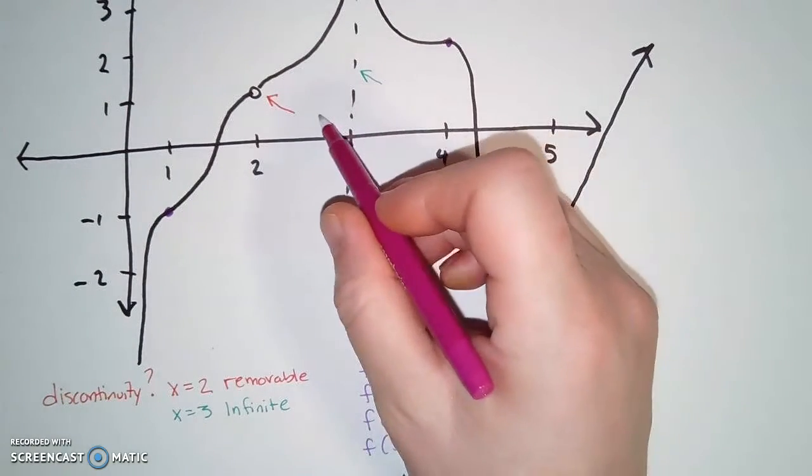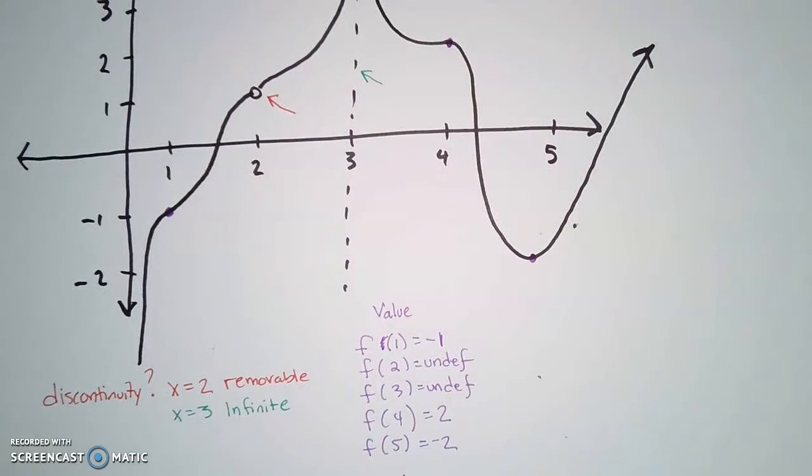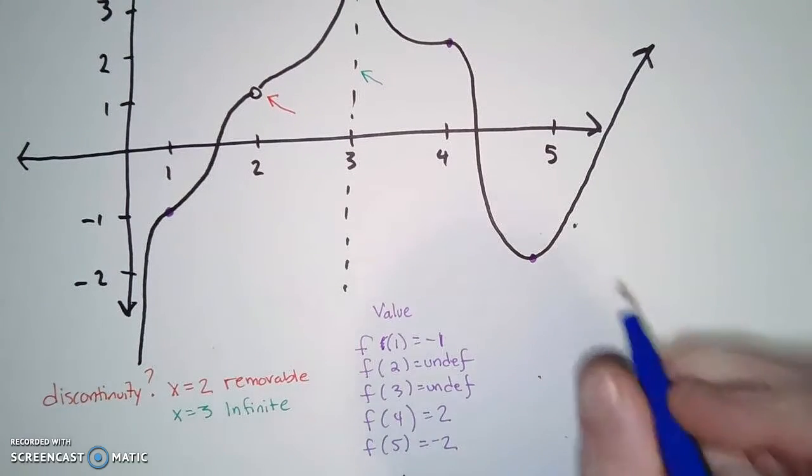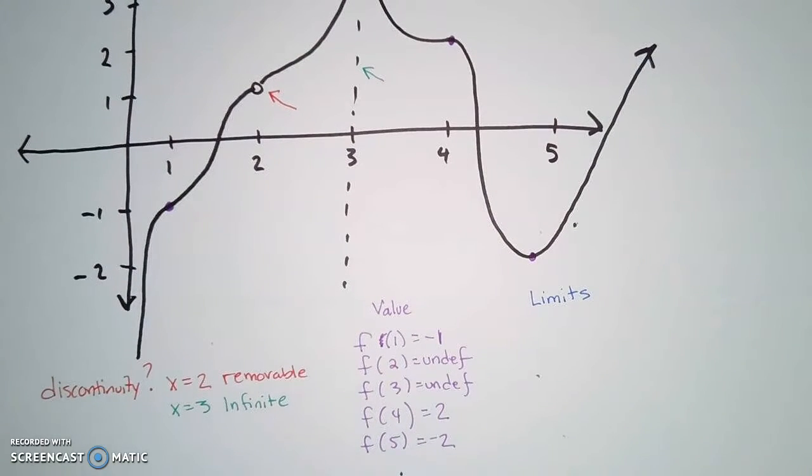And f of 3, it is also undefined. They have no particular value there. Okay, so now we're going to do our new math. And I'm only introducing it today. Then we're going to do the algebraic part of it, which is what's called limits. Limits are just the value you head towards as you approach a certain number.